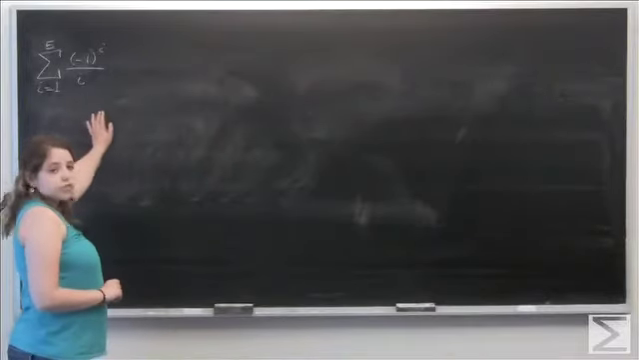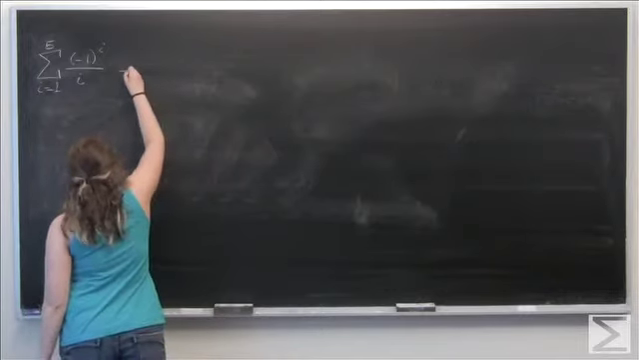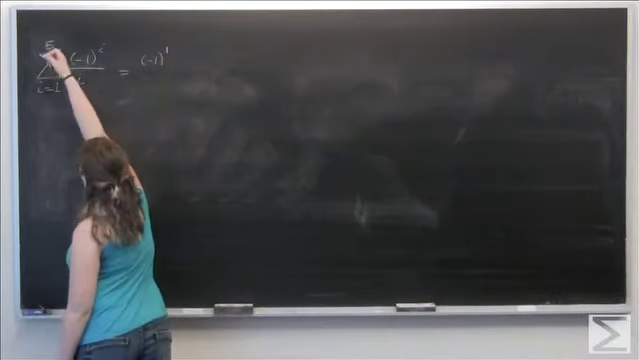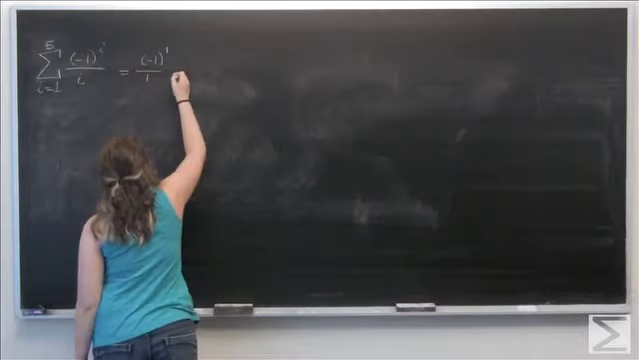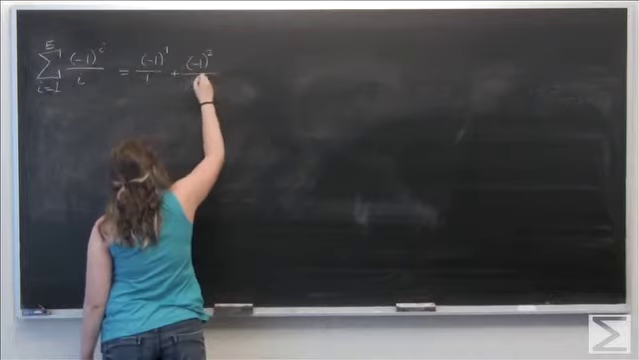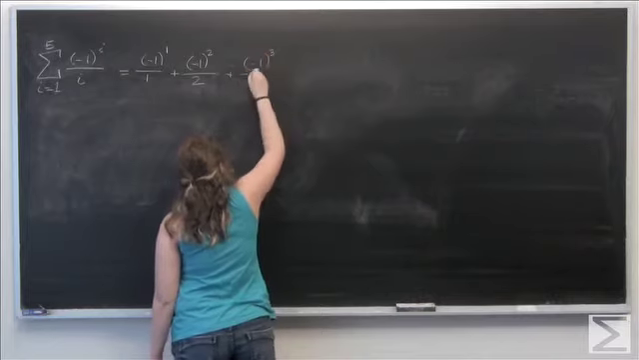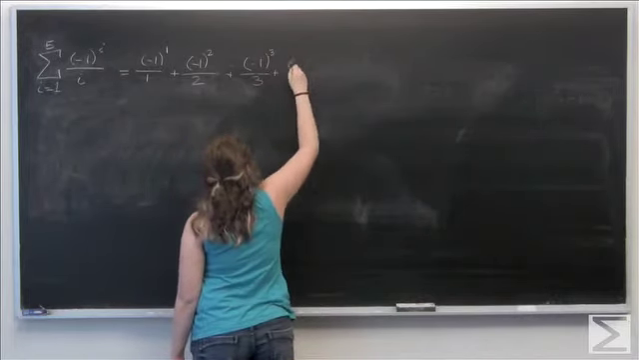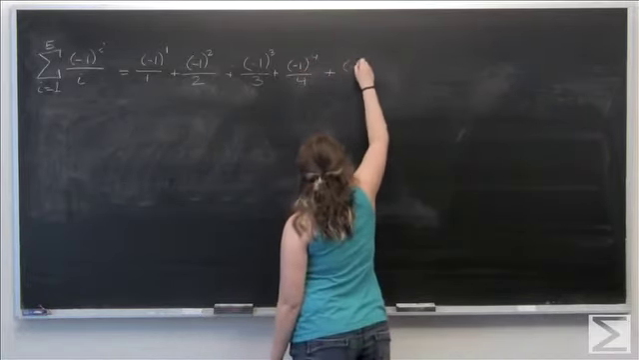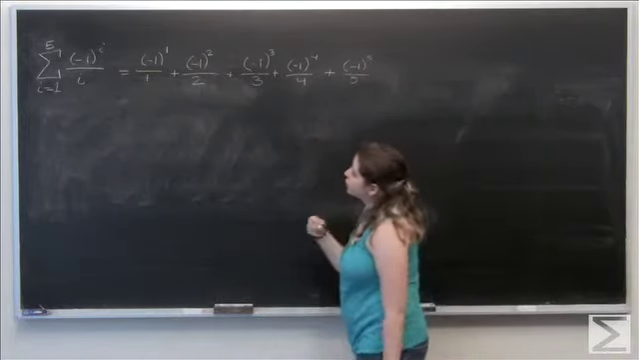So we want to write out the first 5 terms and then calculate the sum. So we have (-1) to the first, because it starts with 1 and goes to 5, over 1, plus (-1) squared over 2, plus (-1) cubed over 3, plus (-1) to the fourth over 4, plus (-1) to the fifth over 5. So those are our first 5 terms.